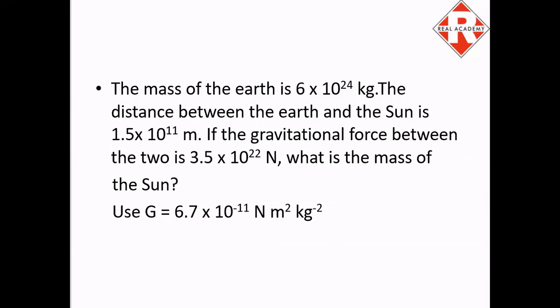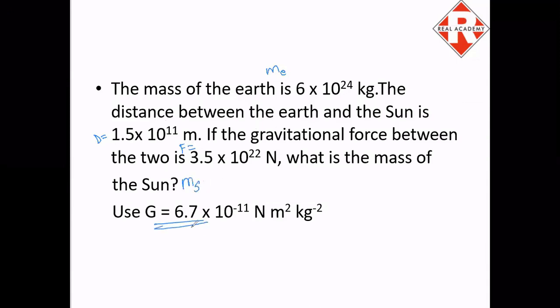Question 5th G. The mass of the earth is 6 into 10 raised to 24 kgs. The distance between the earth and the sun is 1.5 into 10 raised to 11 meters. Again, what all is given? Mass of earth is given, that is 6 into 10 raised to 24 kgs. Distance is given, 1.5 into 10 raised to 11 meters. Gravitational force is given now, that is F. So we have to find what is the mass of sun, and gravitational constant is also given.